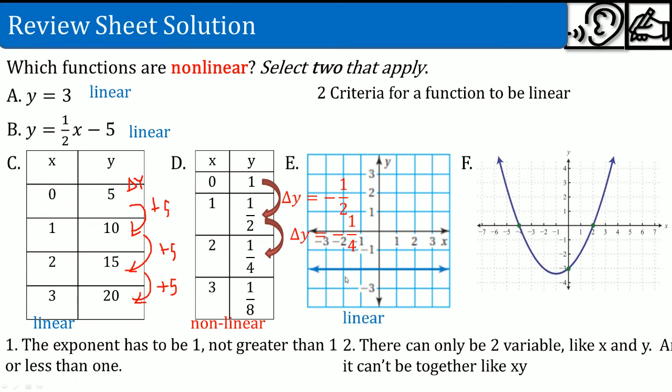Next, this would be linear. It has a slope of 0, but it's linear. It's a straight line. And this is non-linear because it curves. Okay, so the two criteria here are, when you look at the equation or the chart, you have to make sure you find a delta y to see if it's constant or not. And if it's a graph, you look at it visually. Does it curve or is it straight?